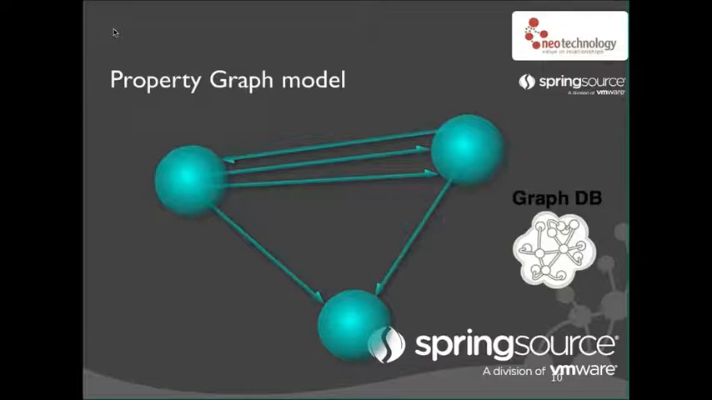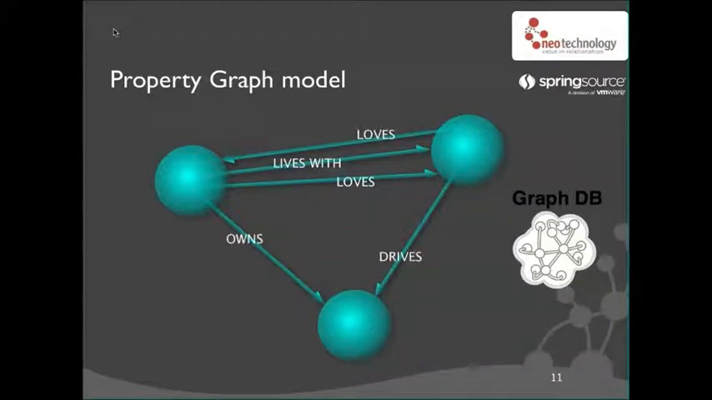As I mentioned, there are 3 core abstractions in the graph model. The first abstraction is node. A node is an entity in your world. It has only one mandatory attribute, and that is an ID. Everything else is mapped with properties. But between the nodes, you have relationships. The relationships have a type. In this situation, we have a node that loves another node, and a node that owns another node, and a node that drives another node.